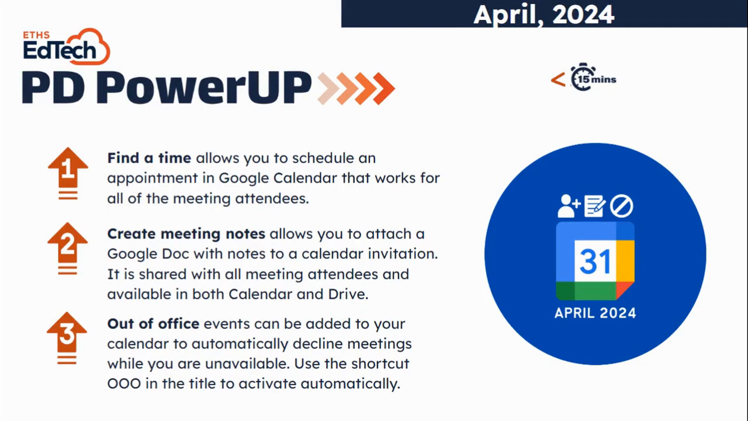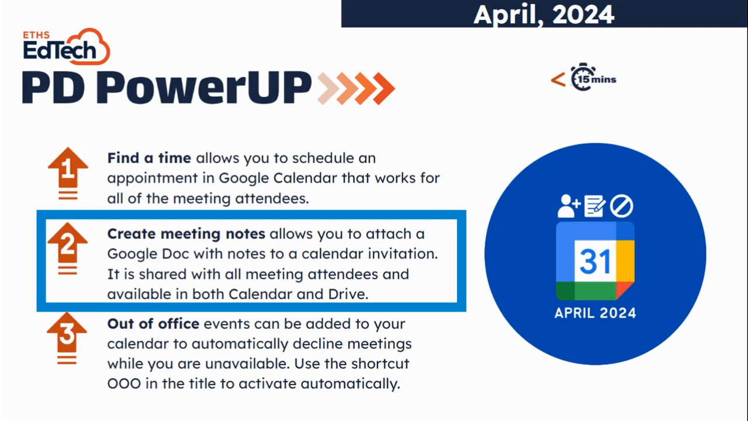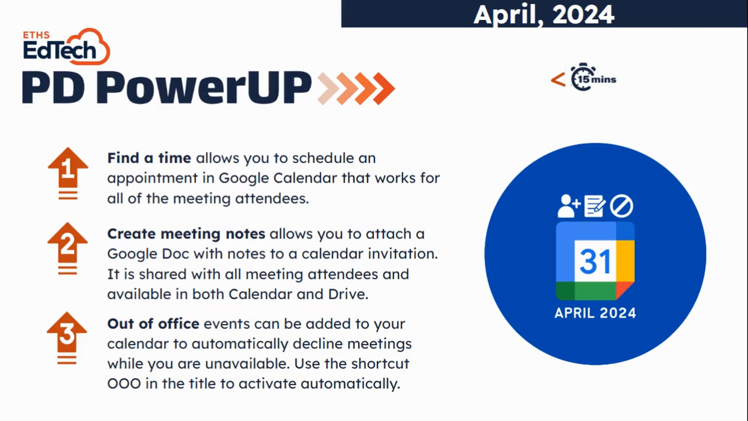This month we're focusing on a few tips in Google Calendar. First, we're going to look at the Find a Time feature, which allows you to schedule an appointment in Google Calendar that works for you and other meeting attendees. Second, we're going to learn about creating meeting notes attached to your Google Calendar invitation that shares a Google Doc with everyone on the invite and allows them to access it either in Calendar or Drive. And then we'll also talk third about the out-of-office events that can be added to your calendar to automatically decline meetings when you're not available and how to do this using a shortcut. So let's get started and have a look.